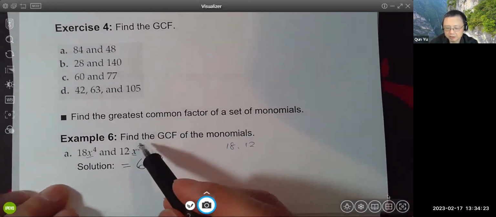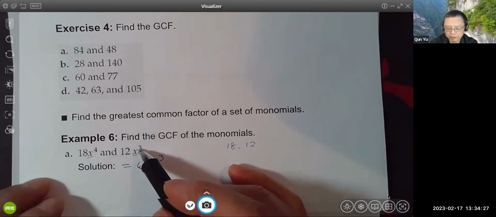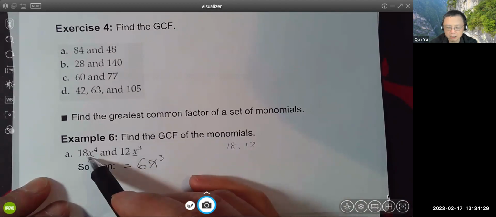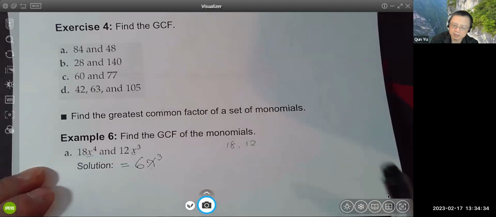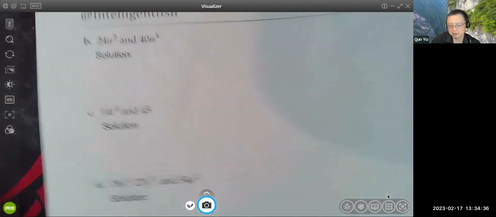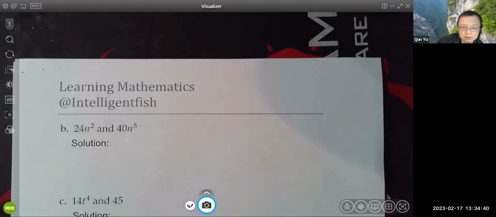Imagine x can be any number. If x is say 5, you have 3 5s in here, you have 4 5s in here. How many 5s are common? 3 5s, right? So this x could be any number. Doesn't matter. And let's look at more examples.